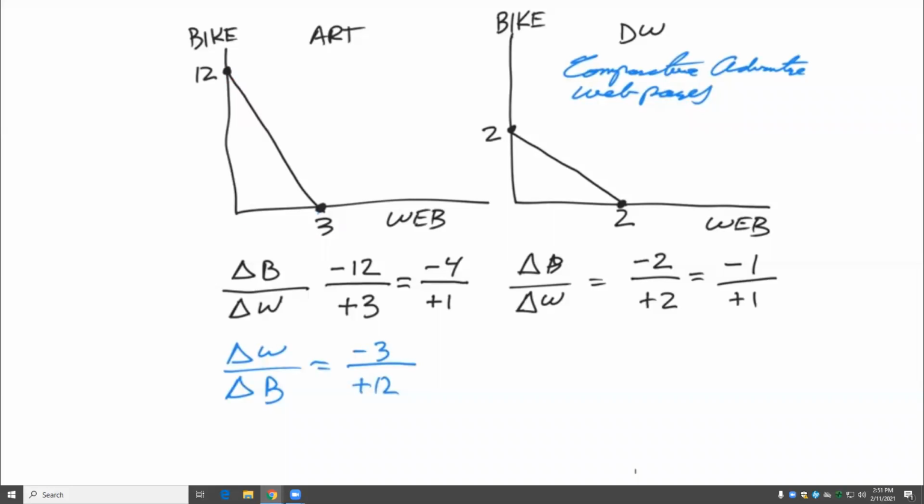Now again, we don't really want to know what 12 bike repairs cost us. We want to know what 1 costs us. For comparison purposes, that's a lot easier. So we just divide through. What's minus 3 divided by 12? There we go. Minus 3 divided by 12 is minus 0.25. So 1 bike repair costs Arthur 0.25 web pages.